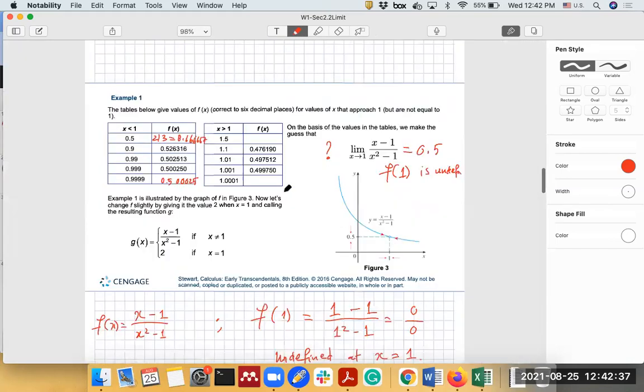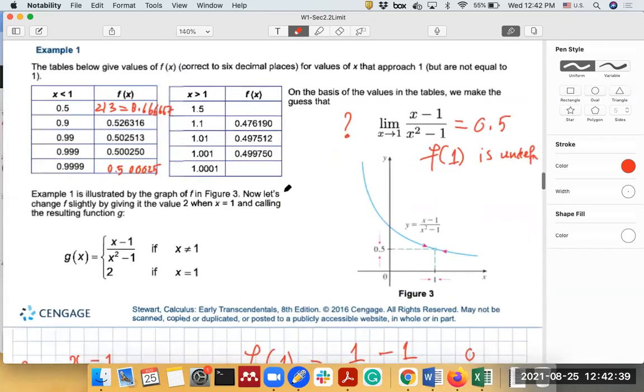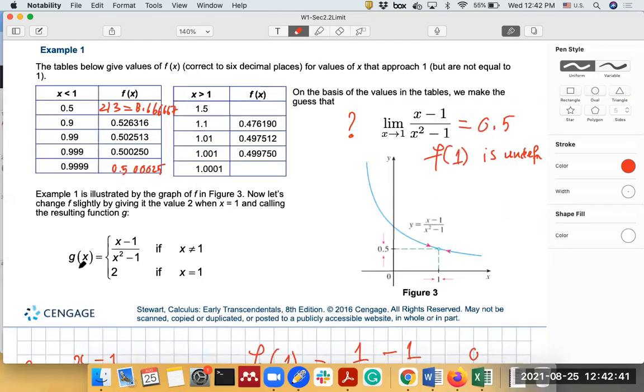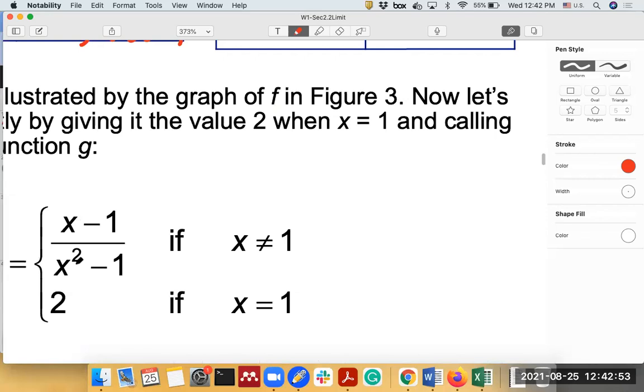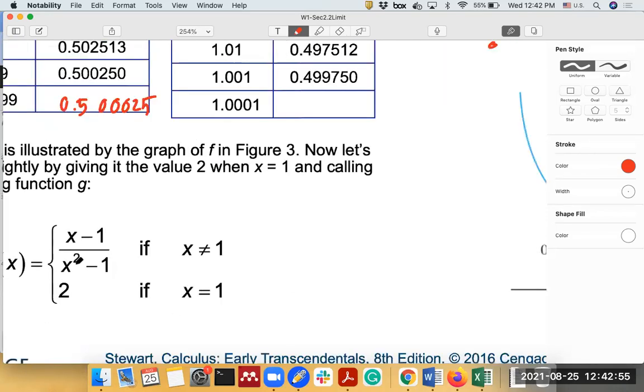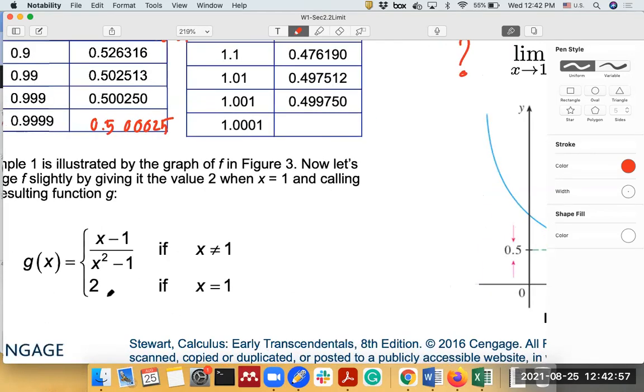Okay, now let us define a function g such that there are 2 branches. The first one, when x is different from 1, it will follow this formula, x minus 1 over x squared minus 1. And when x is equal to 1, let us define it as 2. Then we plot this.